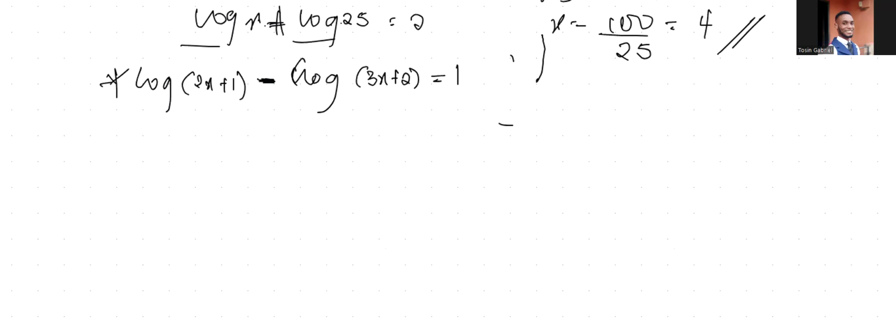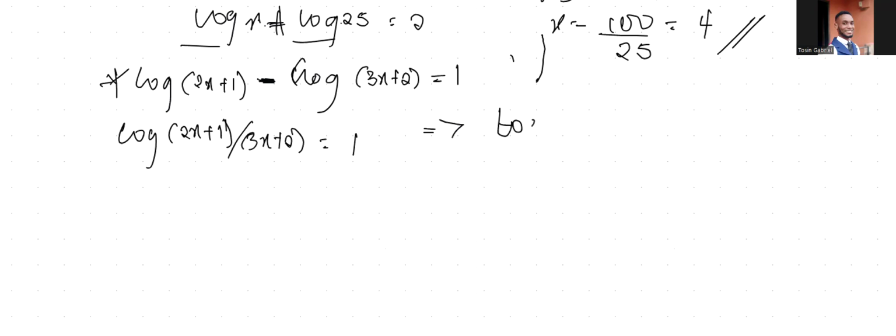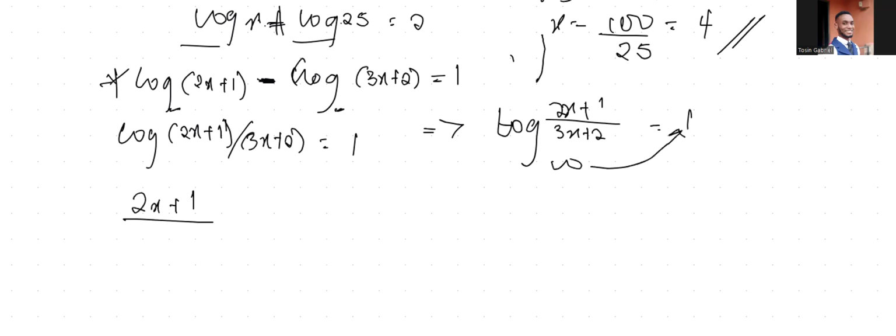So we are going to have log of 2x plus 1 divided by 3x plus 2, which is equal to 1. All right, so let's write it well. Don't forget I told you that since there's no base here, it's going to be 10. So this 10 will usually push this up. Then we're going to have 2x plus 1 over 3x plus 2, which is equal to 10.